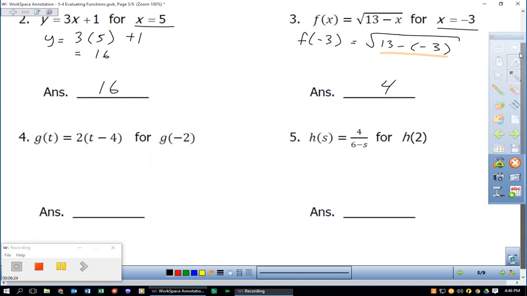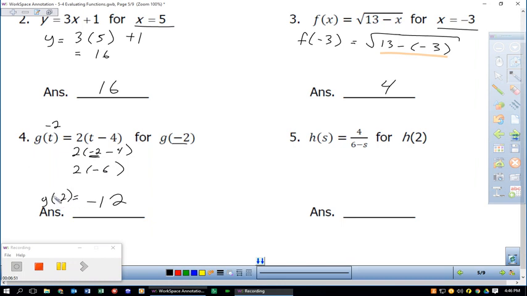Number 4, replace t in this case. So instead of an x, we have g of t. So we'll replace that with negative 2. So we get 2 times negative 2 minus 4. I like to draw little blanks for that. We're replacing it. And so if you replace that with negative 2, you get 2 times negative 6, or negative 12. So g of negative 2 is negative 12.